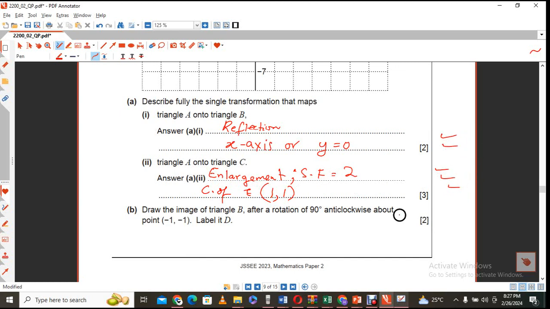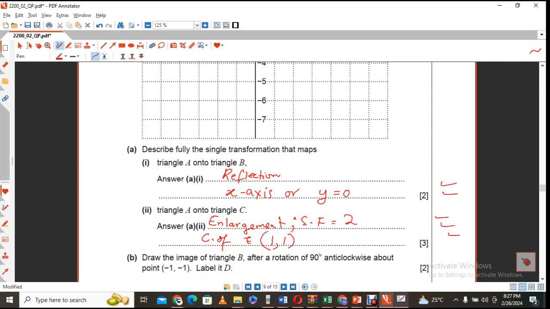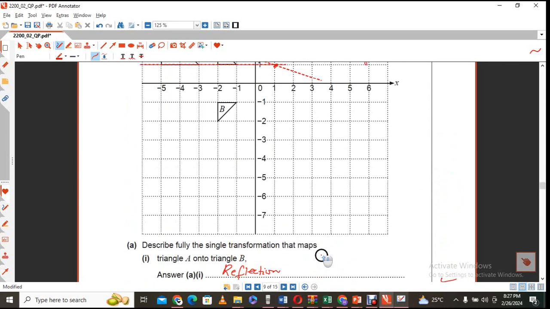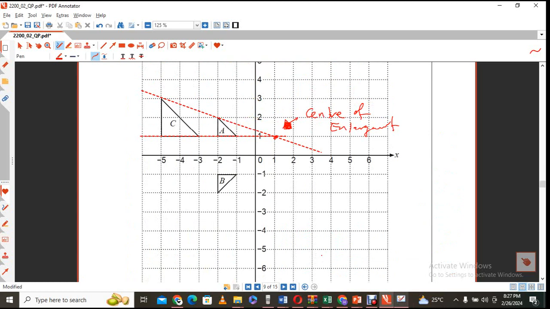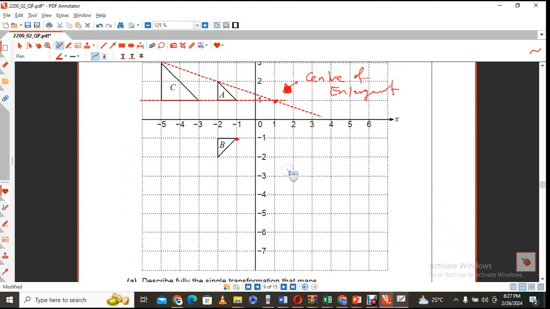They say draw the image of triangle B after a rotation of 90 degrees anti-clockwise about the point (-1, 1). So this is the point here. They want us to draw 90 degrees anti-clockwise, which means in the opposite direction to clockwise. This direction over here is clockwise, so anti-clockwise means we're going to draw it over there.